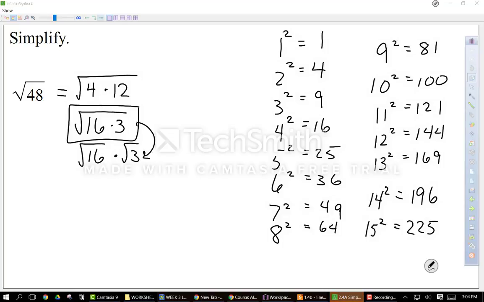So that's the square root of 16 times the square root of 3. Remember, we said we can do that. And then the square root of 16 is 4. The square root of 3 is just the square root of 3. So this is my answer for this one.